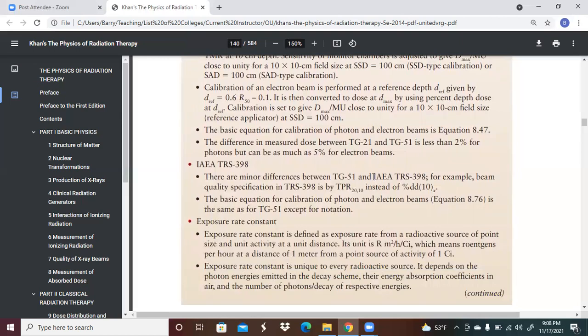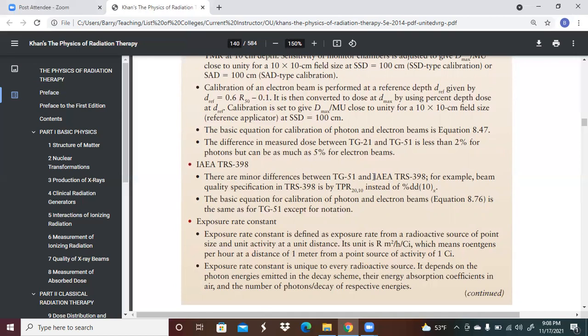Now, the basic equation for calibration of photon and electron beams is going to be given in equation 8.47. Now, it's pretty complicated. There's a lot of factors going on with that. And we can take a look at that just to make sure you guys see the different components. But I'm certainly not going to ask you to use that in order to transfer to a specific situation. It's going to be there for your reference, for you to be able to understand where a lot of this data is coming from.